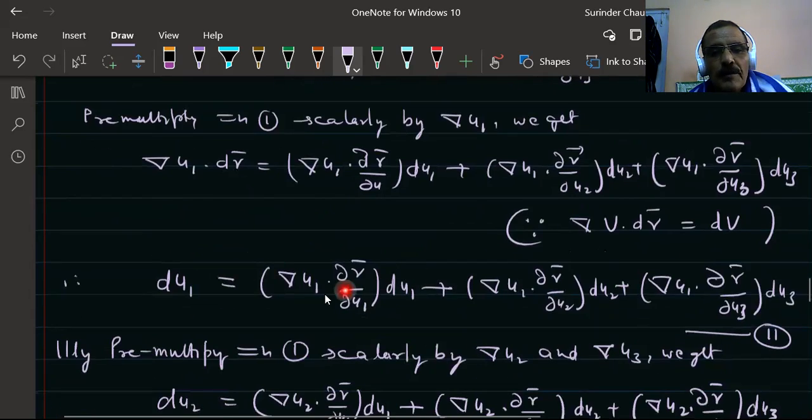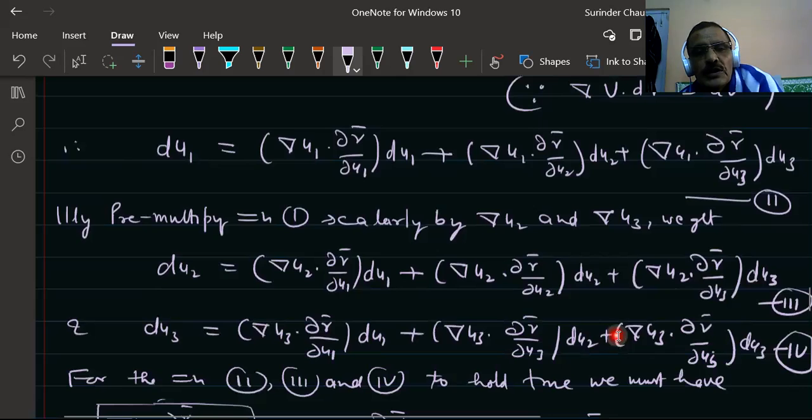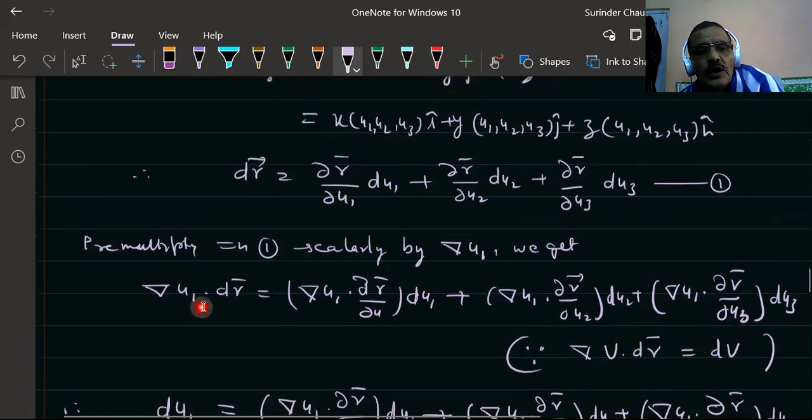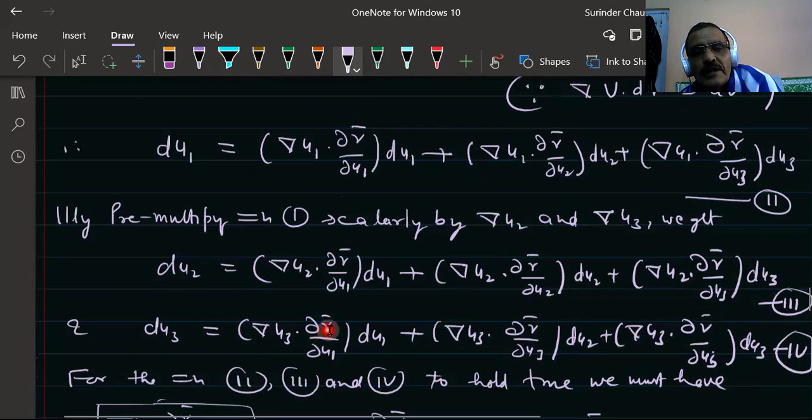Similarly, multiplying the equation by del u2 and del u3, we get these three equations: del u1 dot dr = du1, del u2 dot dr = du2, del u3 dot dr = du3. Now this equation du1 can be written as 1 du1 plus 0 du2 plus 0 du3.